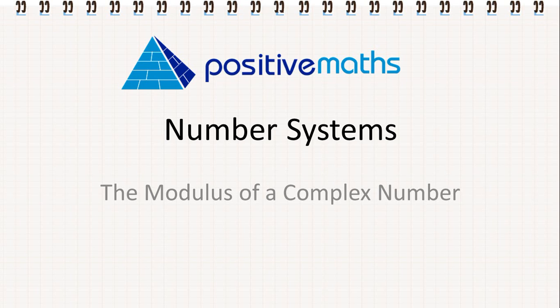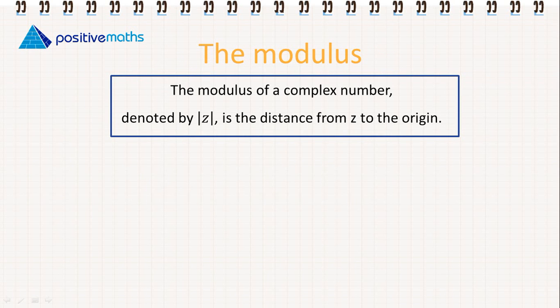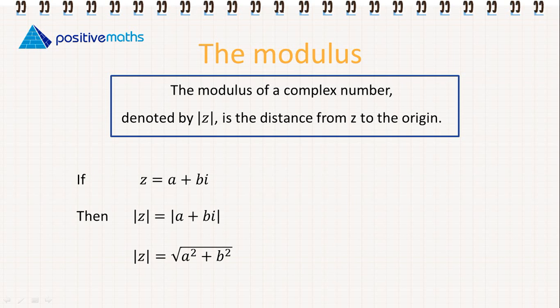In this video for Positive Maths, we're going to learn about the modulus of a complex number. The modulus of a complex number, denoted by z in between two lines, is the distance from z to the origin. So if z is equal to a plus bi, any complex number, then the modulus of z is equal to the modulus of a plus bi, which is equal to the square root of a squared plus b squared. Let's understand why this is.